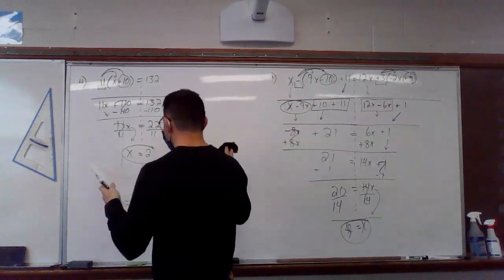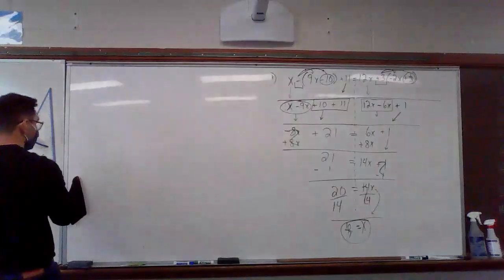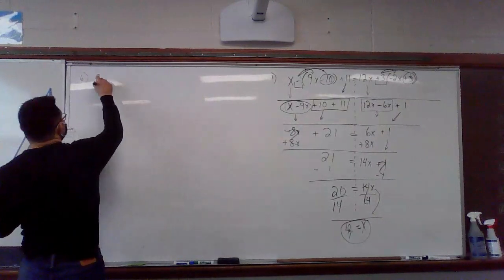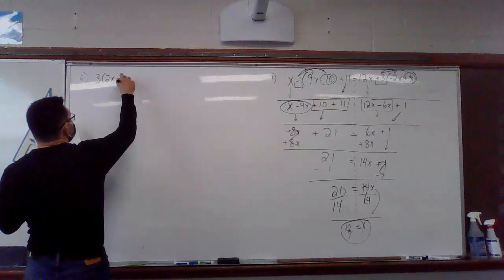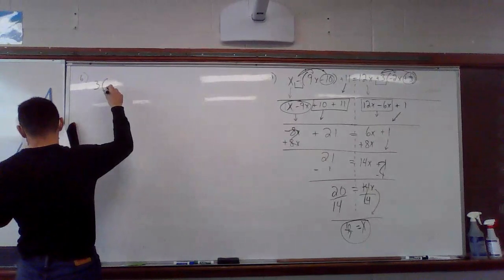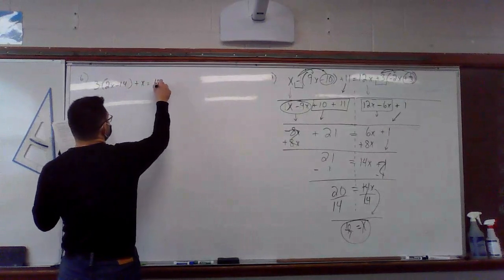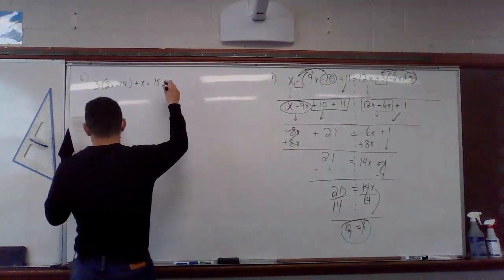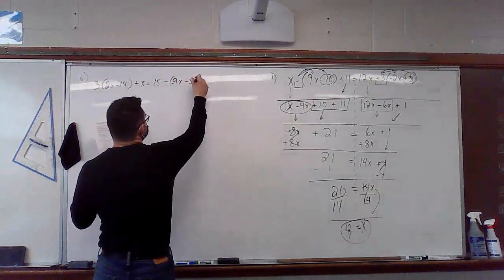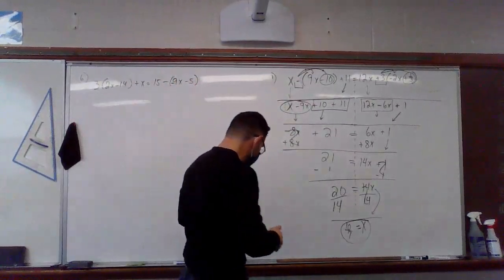Okay. Let's try one that I personally think is a little bit easier. You're going to try this one on your own and with your little groups. You can work together. You're going to do number 6. Number 6 is 3 parentheses 2x minus 14. Let me write this down a little bit so I have it. 3 parentheses 2x minus 14 plus x equals 15 minus 9x minus negative 9x minus 5. Go ahead, solve this one on your own.